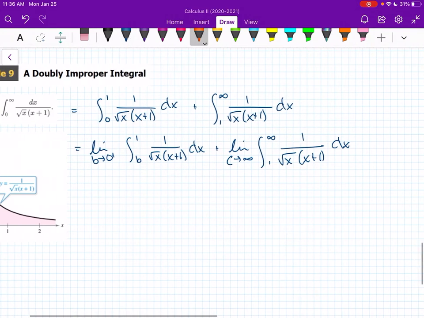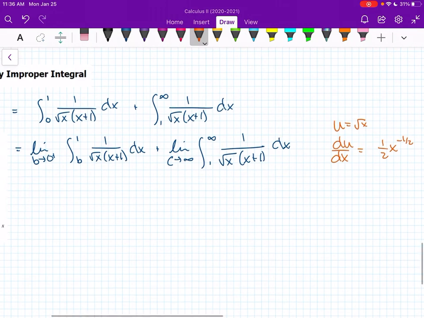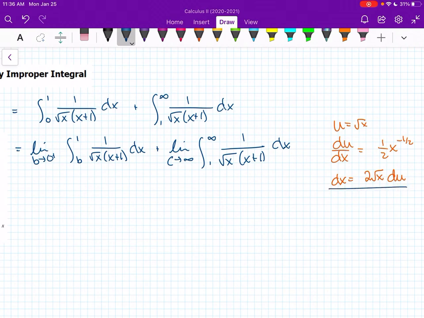And so what I'm going to do is some u substitution here. If I let u equal the square root of x, then du dx is going to equal 1/2 x to the -1/2, which means that dx is going to equal 2 square root of x du. How that's going to help me is that when I replace dx with 2 square root of x, it's going to cancel with that other square root. So then I'm going to have the limit as b approaches 0, but I'm not going to change my bounds here. I'm going to leave this as x equals b and x equals 1.